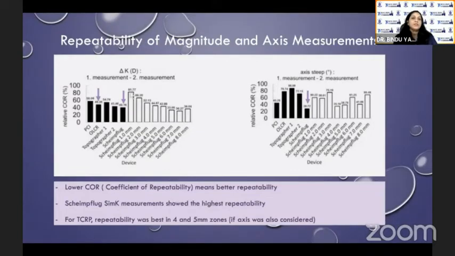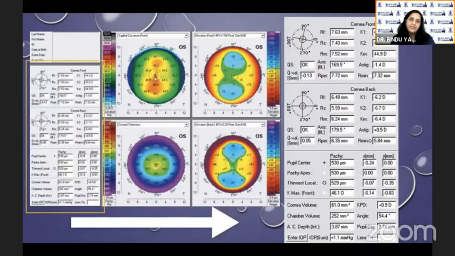Now that we have done the scan of our patient and come to the various maps, what maps are we going to look at? The first and most important one is the indices. The quality specification has to be perfect. And the Q value is the measurement of the shape of the cornea. If it is higher, then probably this cornea is not normal or it has undergone some kind of surgery.